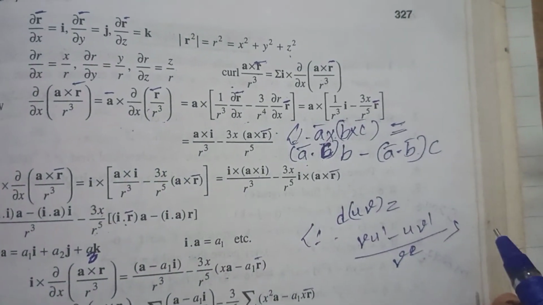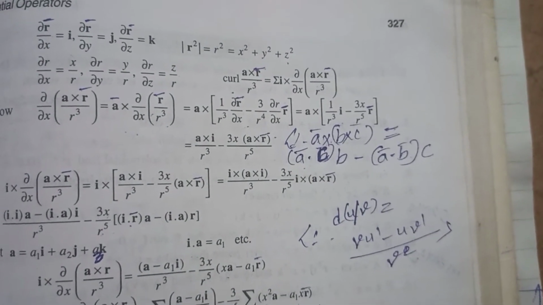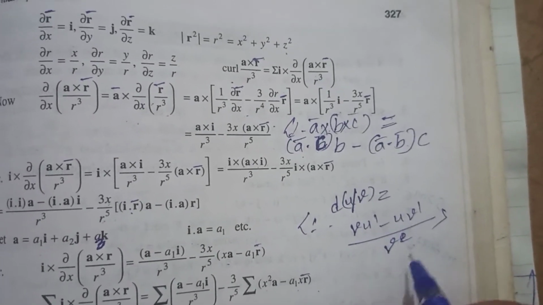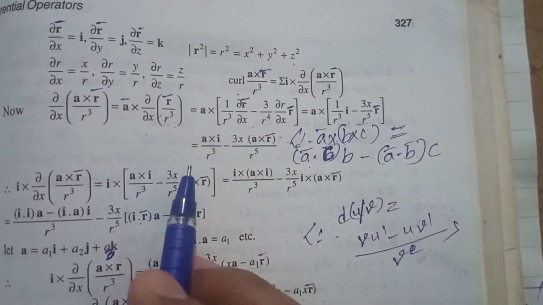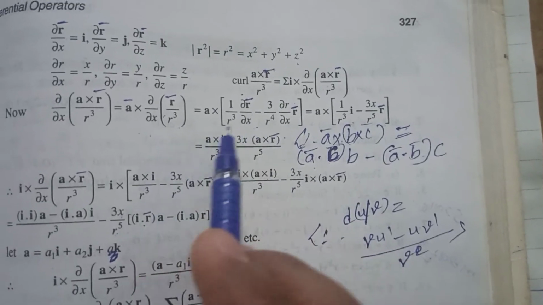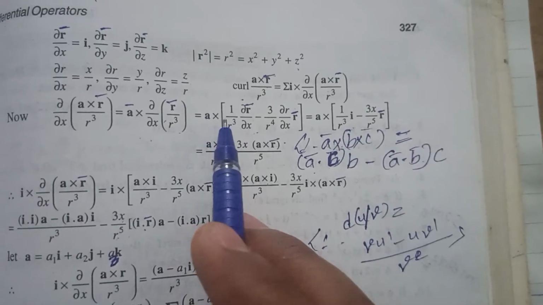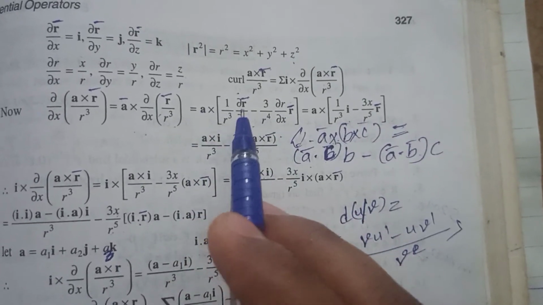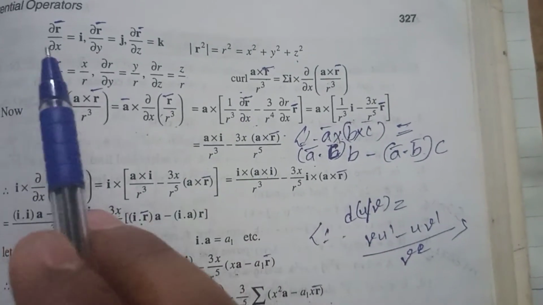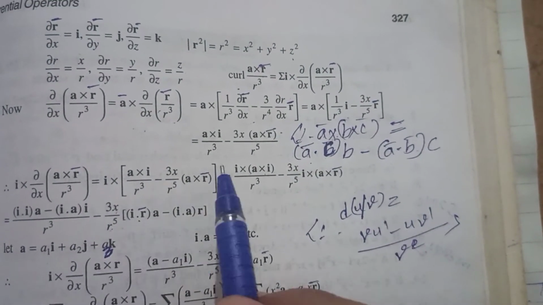For this one, we are applying the u by v formula. So that is (v u dash minus u v dash) by v square. You know that formula very well. By applying that formula, we will get these things. Now we are doing the cross product for this. Here we simply replace these values. Dou r bar by dou x, we already found, is i. These are the things I explained at the start of the theorem.